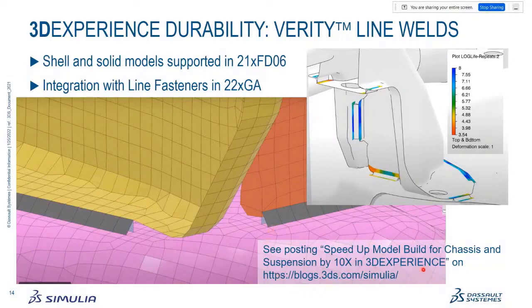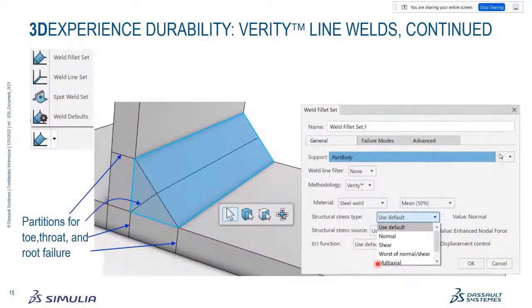And there's actually quite a nice posting on this in our SIMULIA blog, on how you can speed up the model build process for chassis and suspension by 10x over competitors' preprocessors. All right, so I want to emphasize this. When you're using Verity, unlike with FKM where you're using surface stress extrapolation, with Verity, you've got to create partitions through your geometry where the crack surfaces are going to be.